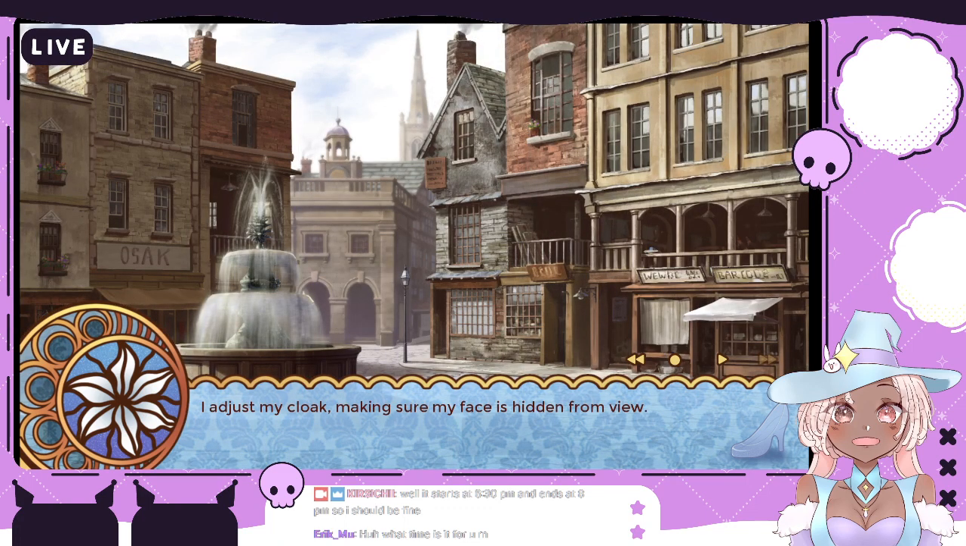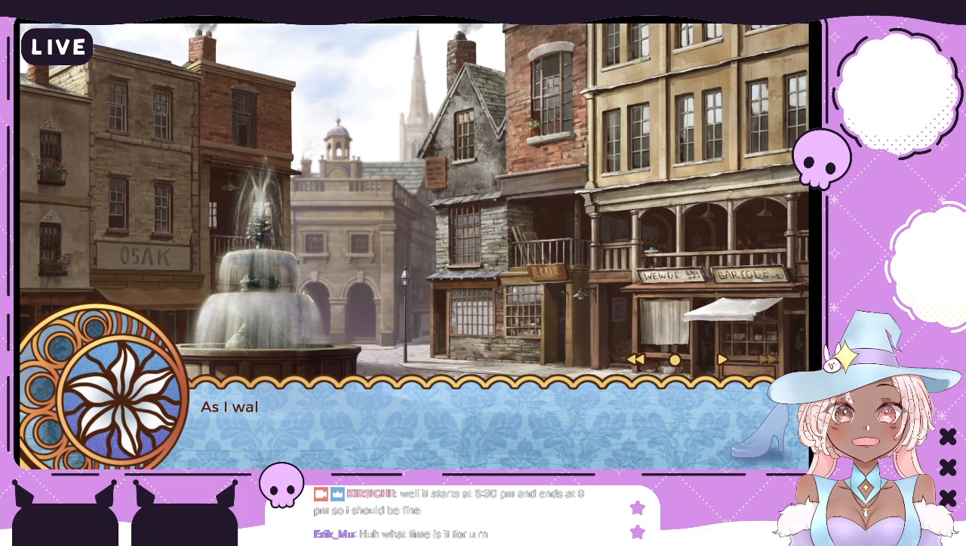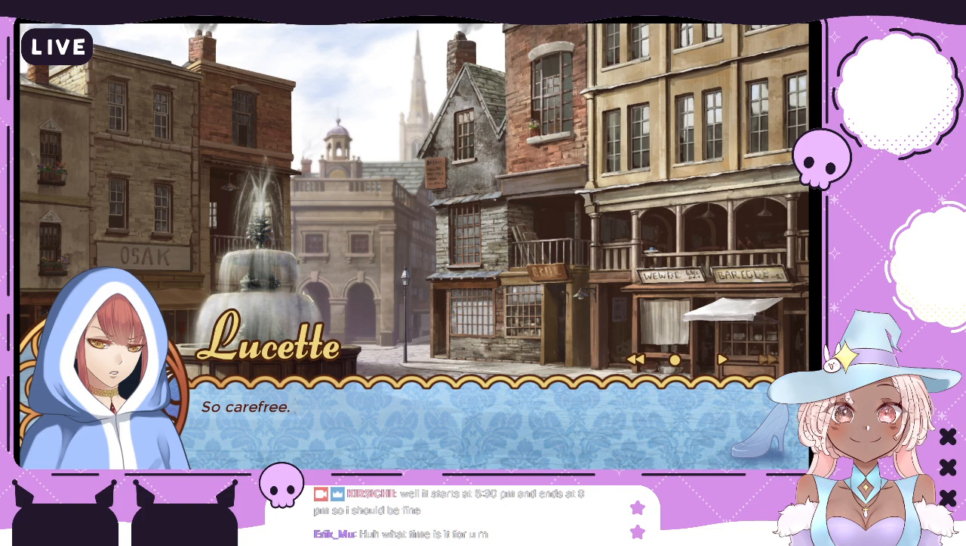I adjust my cloak, making sure my face is hidden from view. I never should have left the palace. As I walk around, I watch the people bumbling down the streets. So carefree. They work so hard for so little reward. They could work their entire lives and never have a fraction of what I have. And yet, they are happy.